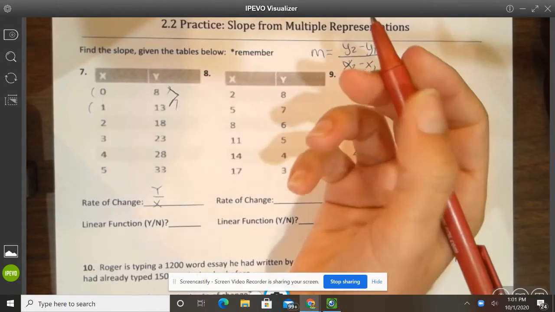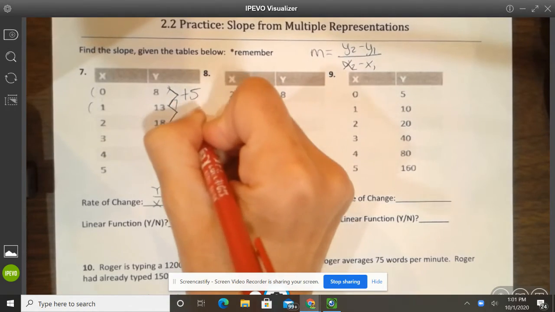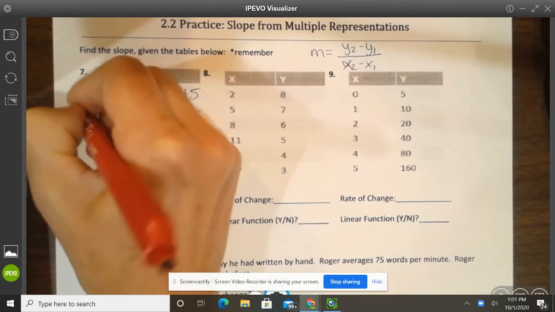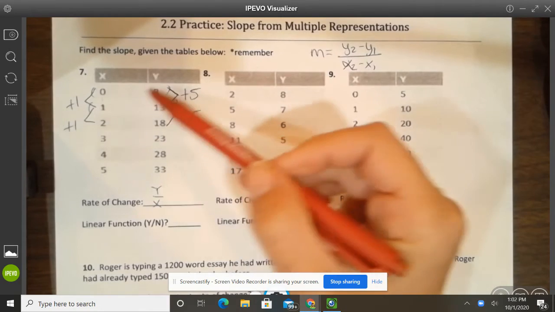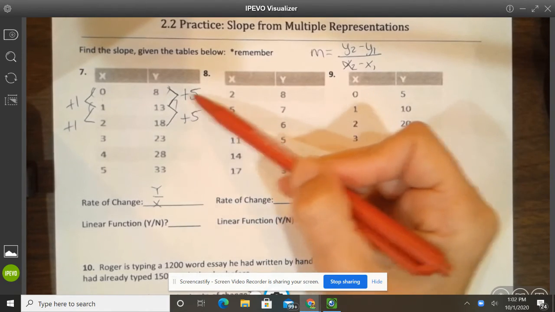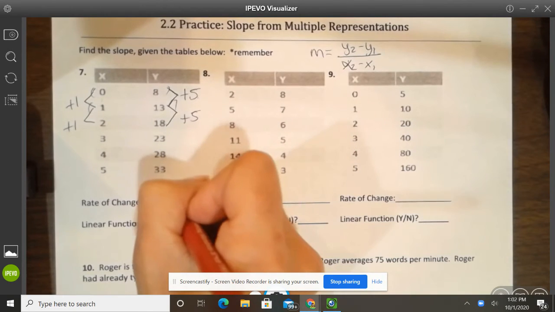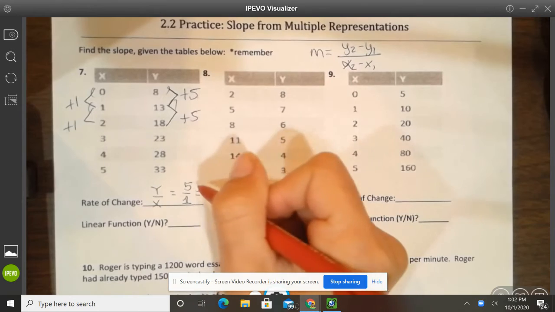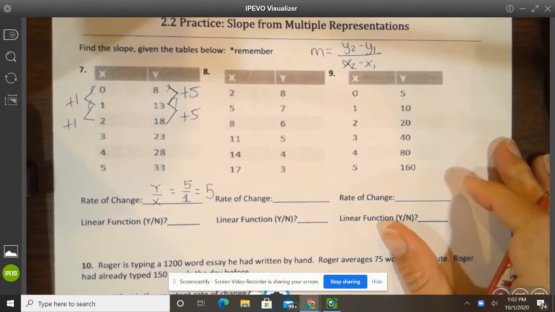So it's increasing by how much? By 5. Each one, notice, there is a pattern. Now this one, it's increasing plus 1, right? So now my pattern is 5. Remember, it's y over x, so it would be 5 over 1, which is the same thing as 5 divided by 1, which is 5. So remember to simplify.